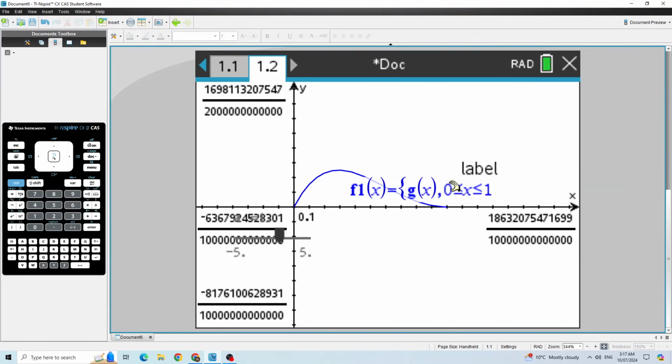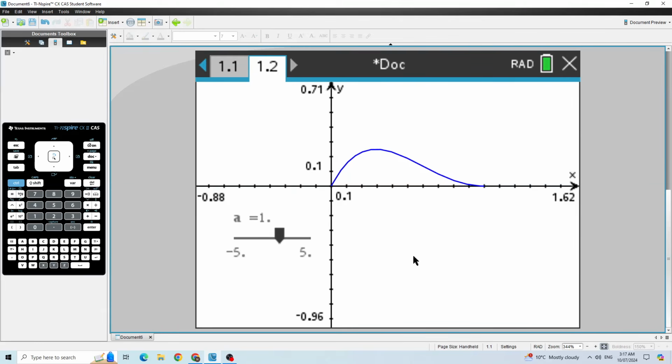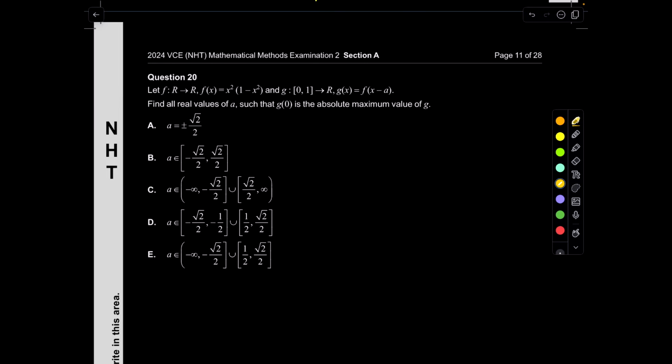Okay, this is it. Move that there. Okay, this is what it looks like. Now let's check the first value. Let's go back to our iPad.